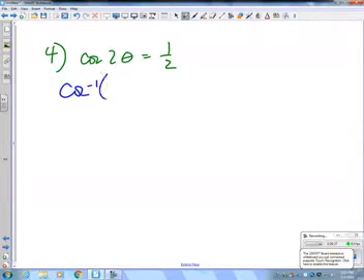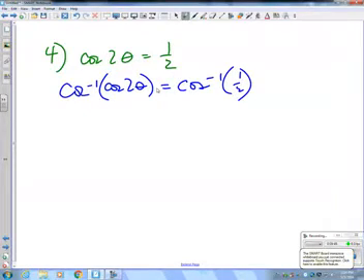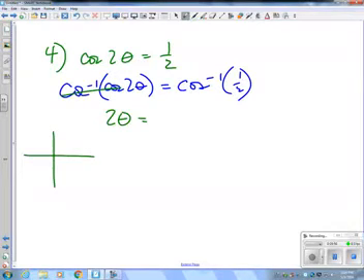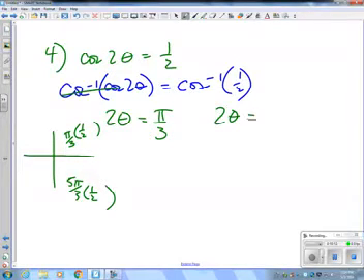Okay, this crazy board's jumping around. Let me try again. So I'm doing cosine inverse to both sides. That makes the cosine cancel out on this side and give me 2 theta. And over here, I look up where is the cosine of 1/2. Now let's go back to our unit circle. Cosine is a half when it's the first number. That's up here at pi over 3 and down here at 5 pi over 3. So I take each of those answers and set it equal to 2 theta to figure out what they will be.